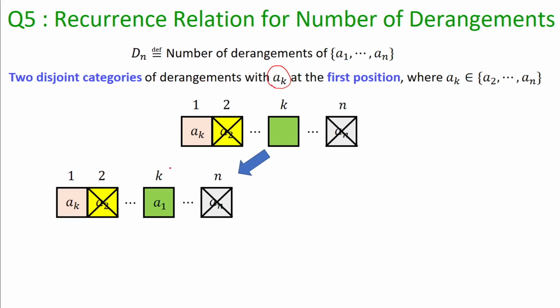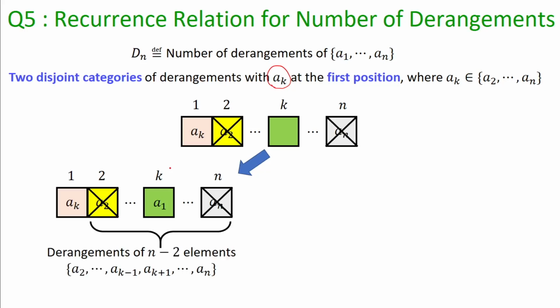If that is the case, that means I have already deranged two objects. The kth element is deranged and shifted to the first position, and the element a1 is also deranged. It is no longer at the first position but at the kth position. Then my problem boils down to deranging the remaining n minus 2 elements. So I am still left with deranging a2, a3, a of k minus 1, a of k plus 1, and a of n. Whatever way I could derange them, you take any derangement of these n minus 2 elements.